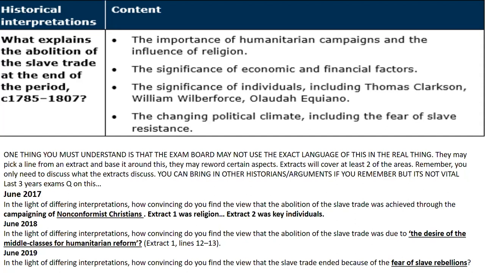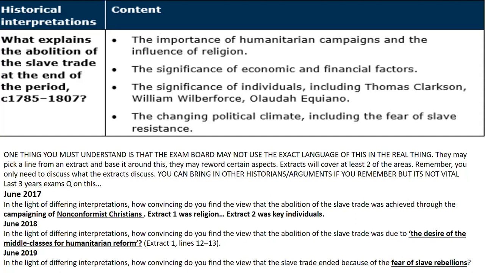We mustn't move away from this whole concept that both of these extracts are about why the slave trade was abolished in Britain in 1807. So in June 2017, the question was, in light of differing interpretations, how convincing do you find the view that abolition of the slave trade was achieved through the campaigning of non-conformist Christians? Now, that's basically everything we're looking at now.